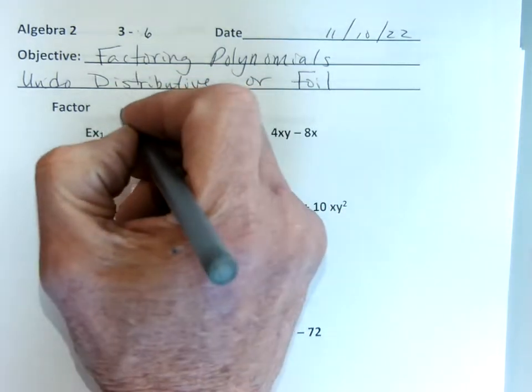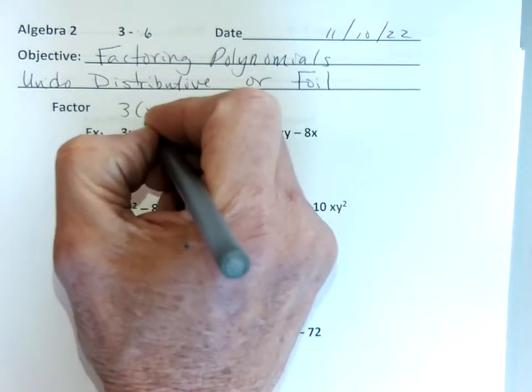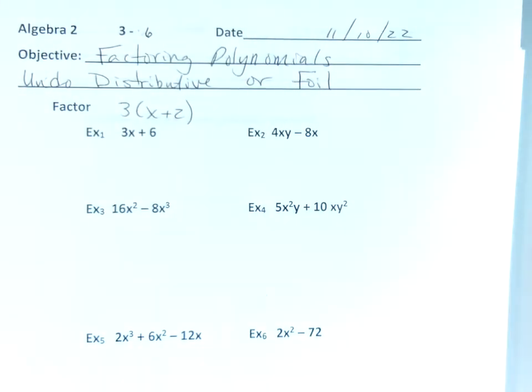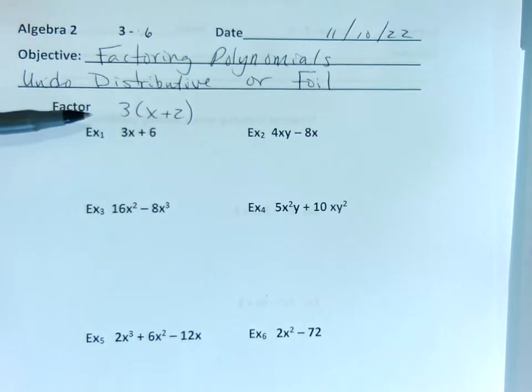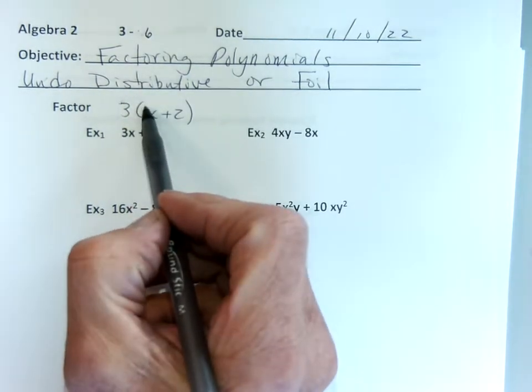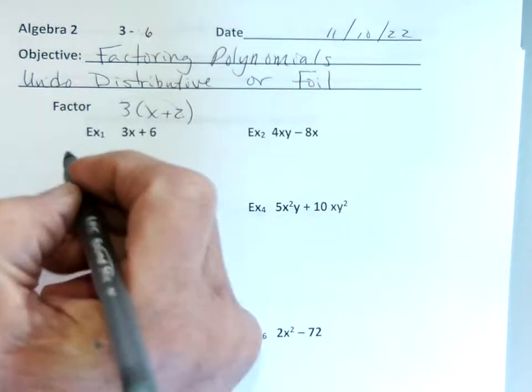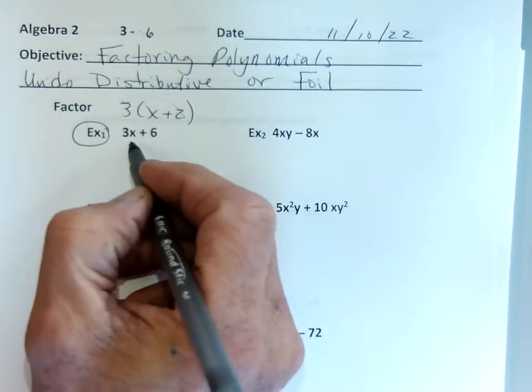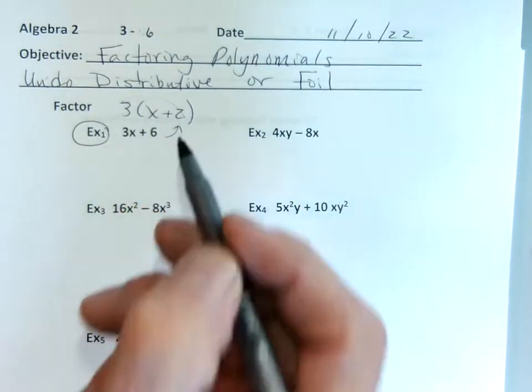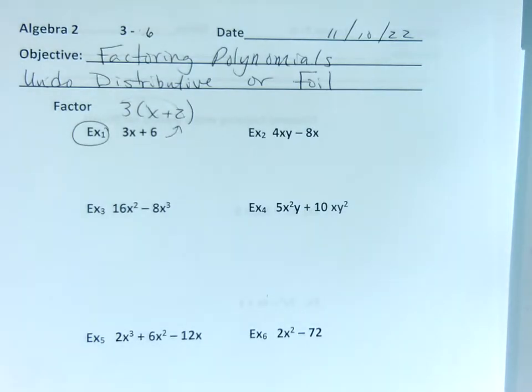Example 1 really used to be this. The original problem used to be 3 times x plus 2. So if that was the case, you can see that you can go 3x plus 6. Everybody get that? Thumbs up? So what we want to do in our example is make it look like that again. We call it common factoring.